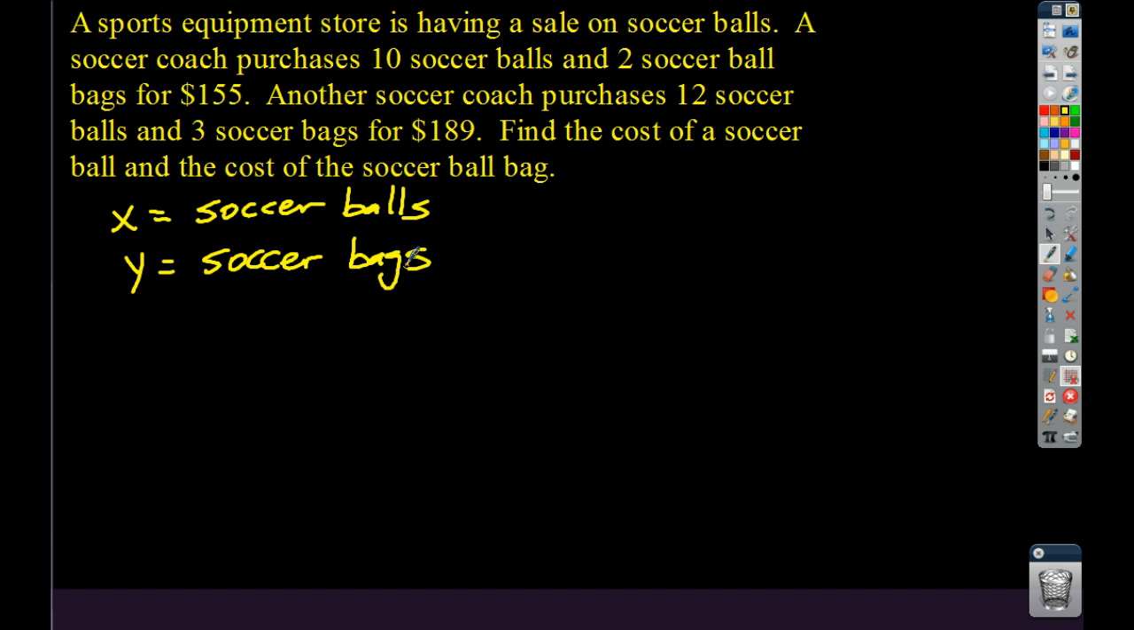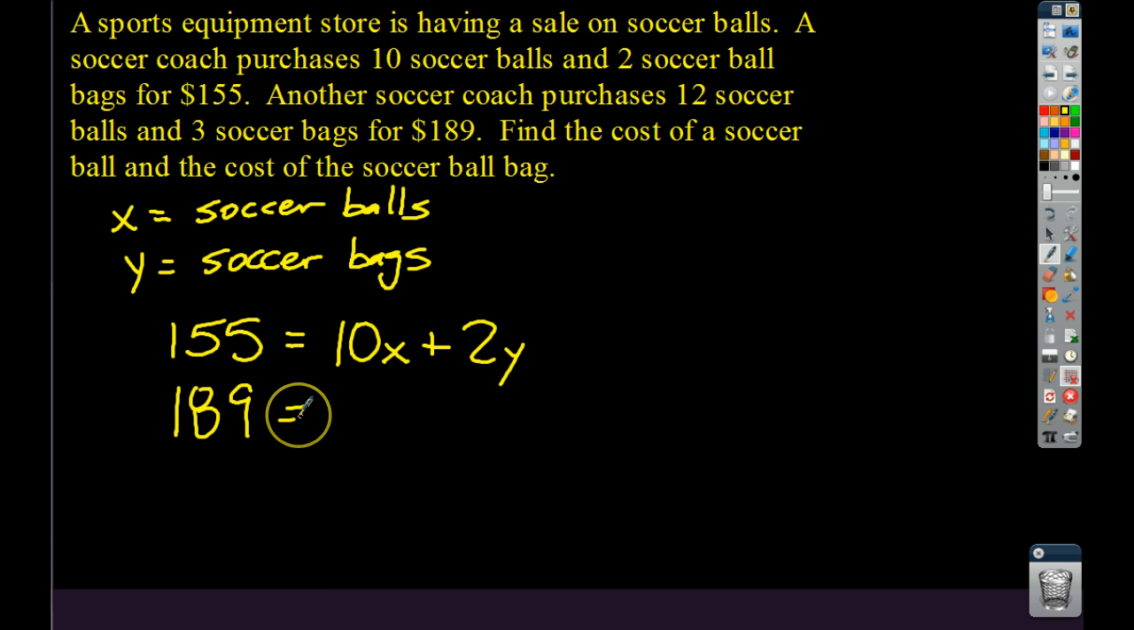Okay. And we know that one coach, his total cost is $155, right? And that's going to be equal to 10x plus 2y. And then my other coach is going to have $189, which is equal to 12x plus 3y. Okay. And now what we need to do is solve.